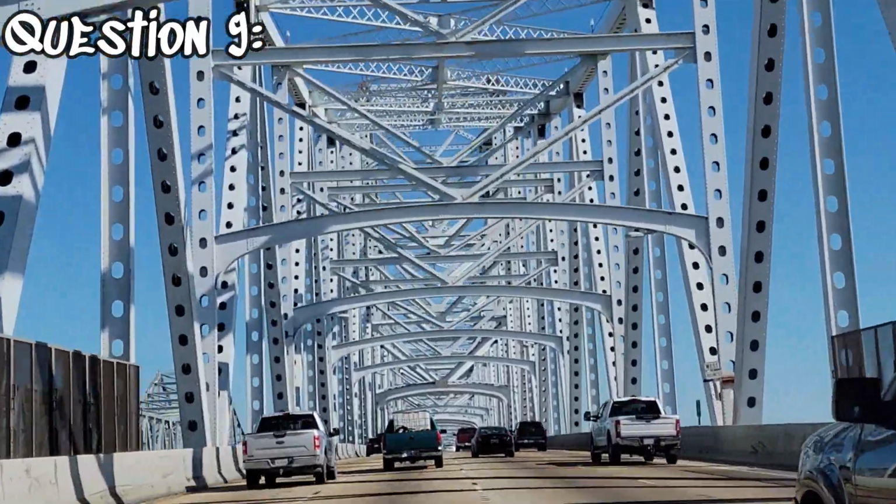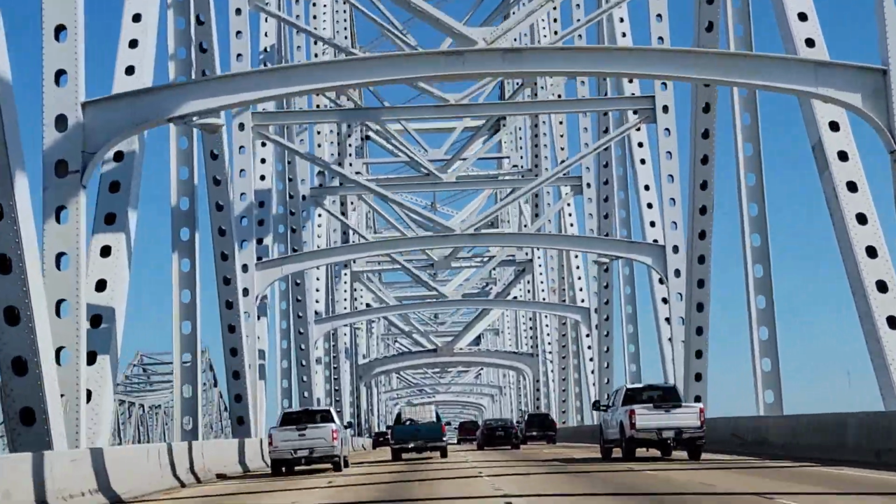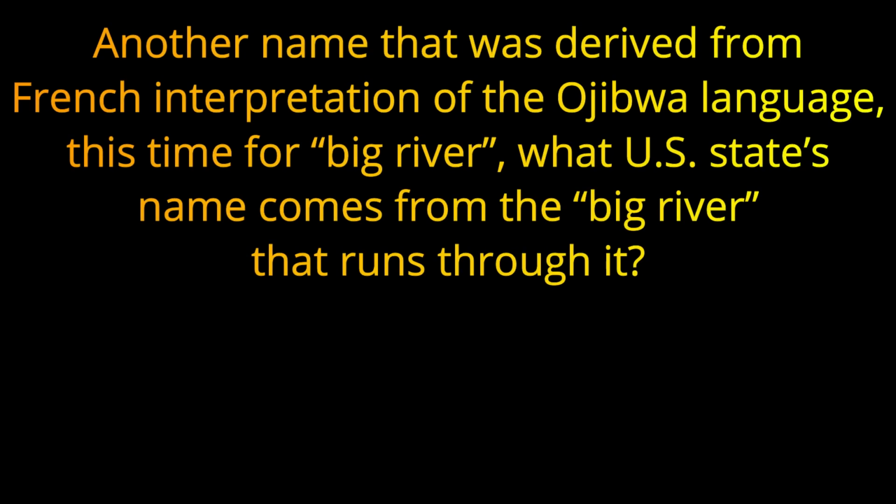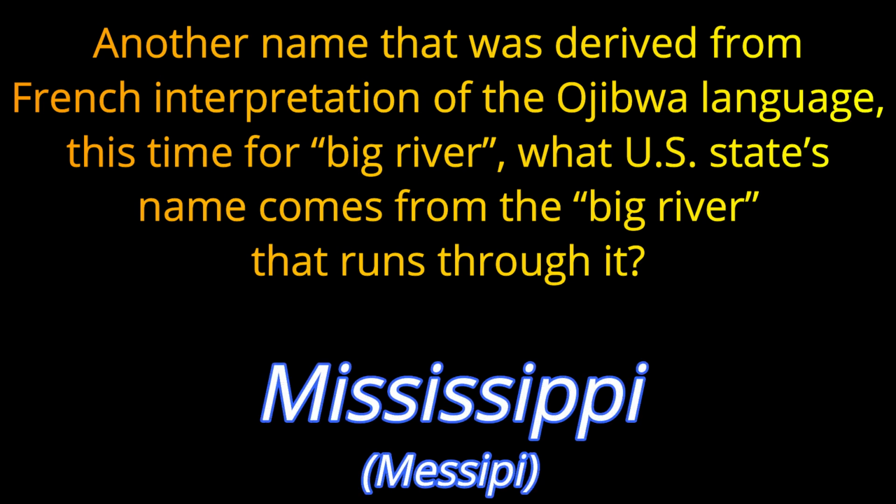Question number 9. Another name that was derived from the French interpretation of the Ojibwa language, this time for Big River. What U.S. state's name comes from the big river that runs through it? From the word Mississippi, the answer is Mississippi.